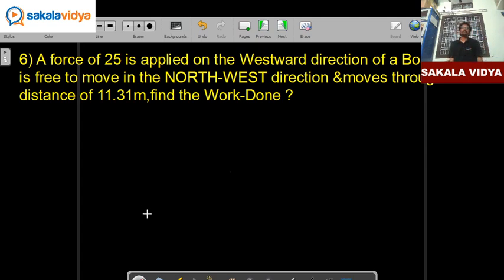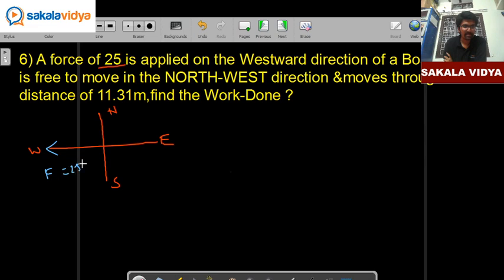So in order to solve this question, we must be very clear with our directions. A force of 25 kilonewtons is applied in the westward direction. Okay, so now let us draw directions. This is east, this is west, north and south. According to our question, the force of 25 newtons acts in the westward direction. Somewhere here we have a boat, which is free to move in the northwest direction. This is our northwest direction, which makes a displacement of 11.31 meters.